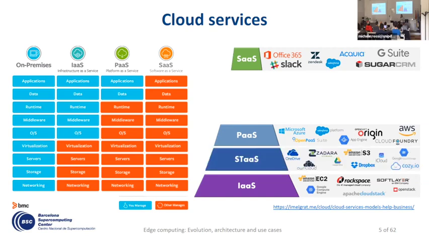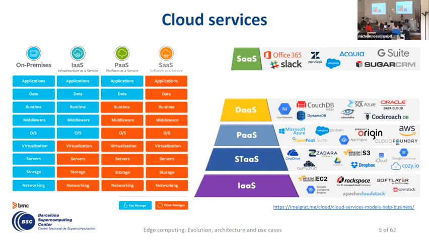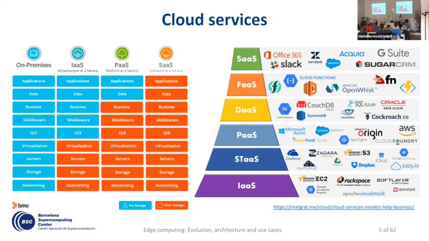You have storage as a service, for example, Dropbox, where you put your files. You have database as a service, where you can have a database located on the cloud and your programs or your applications can use this database when you don't have to maintain it locally. And you also have functions as a service.